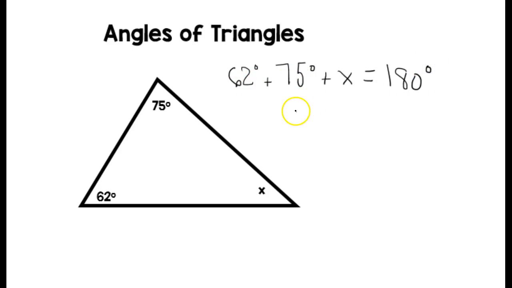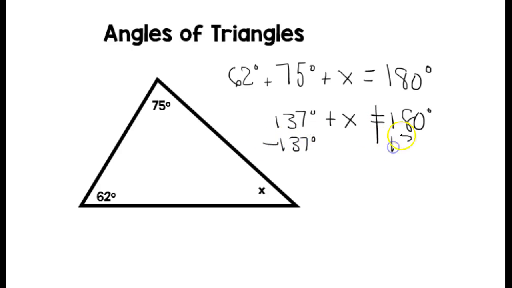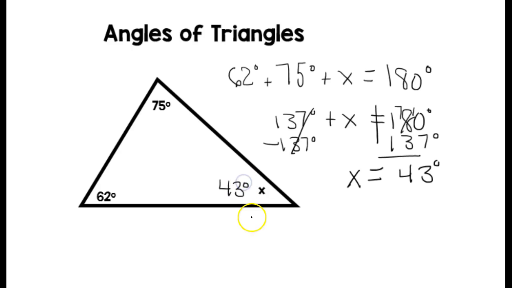Now, 62 plus 75 is 137 degrees, plus x is going to equal 180 degrees. Now, to solve this equation, we're just going to build our wall and subtract 137 degrees from both sides. We're going to be left with x equals, this obviously cancels out to 0. We do our simple subtraction here, and we're left with 43 degrees. So right here, x is going to equal 43 degrees, because we know that the three sum up to 180.